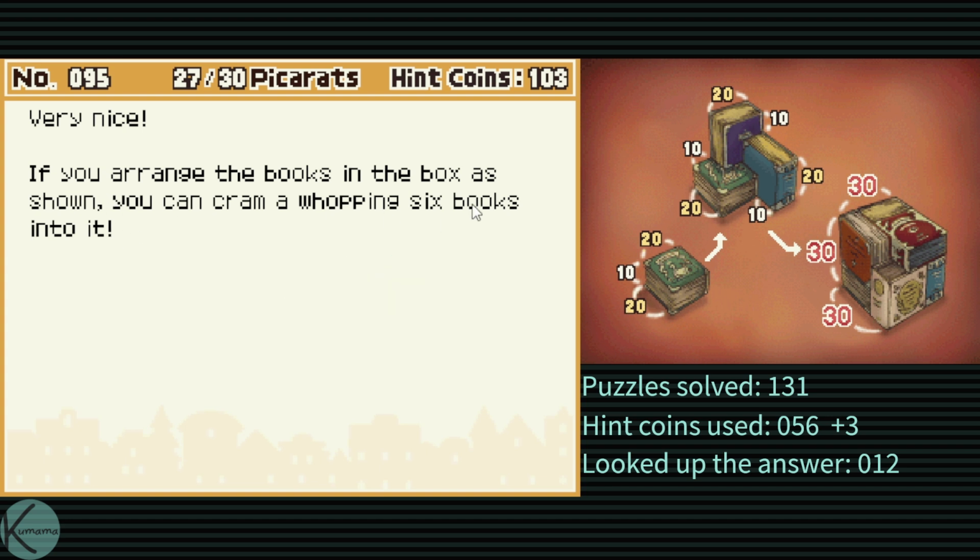Very nice. You arrange the books in the box as shown. You can cram a whopping 6 books into it.